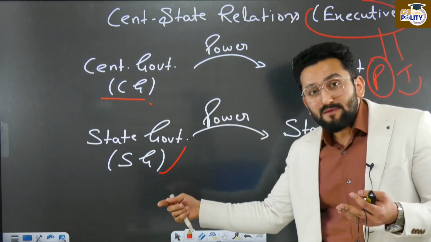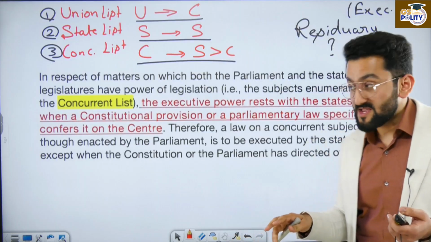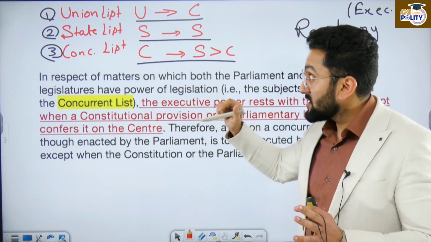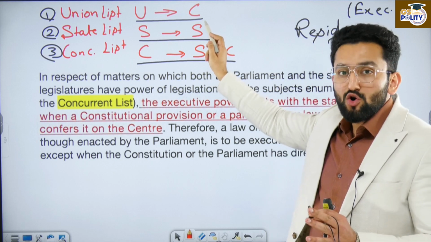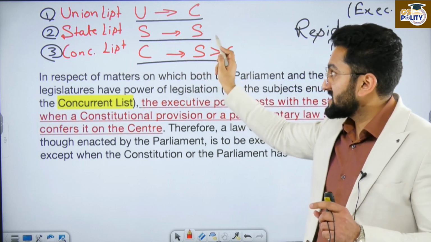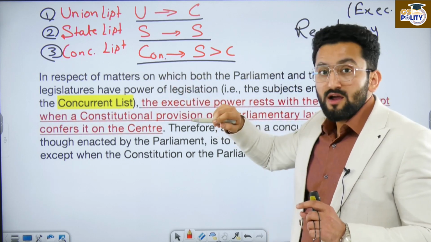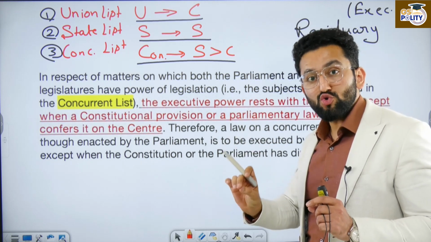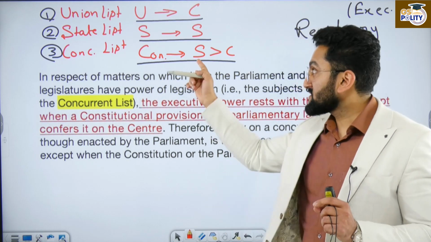Can you say this is the same theme when it comes to executive power? No, there's a difference here. Just remember from this particular analogy: in case of the union list, executive power is with the central government. When it comes to the concurrent list, state and center both have power to execute that law, but priority is of the state.